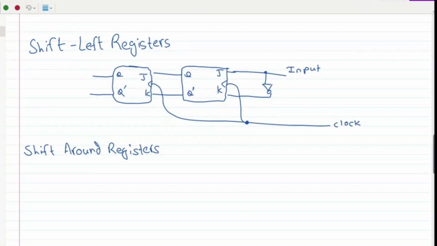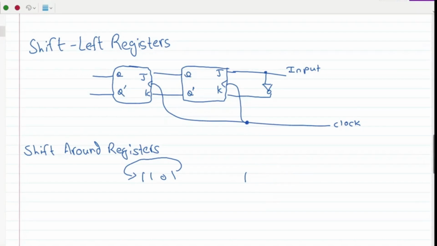Another type of register is the shift around register, which means that when a data value is passed and, say, a shift right operation is applied, then the least significant bit should become the most significant bit, or vice versa. The most significant bit should be appended to the end to become the least significant bit.